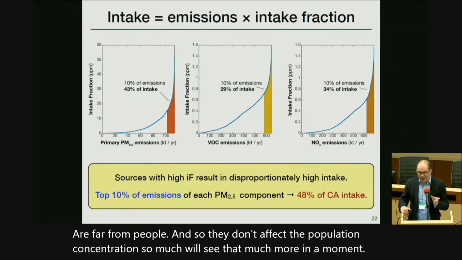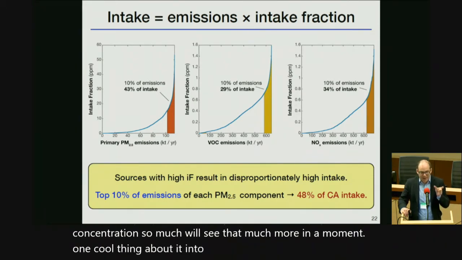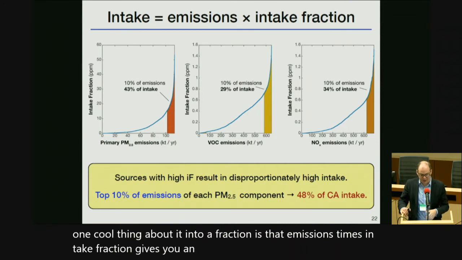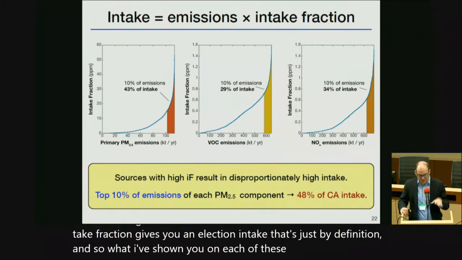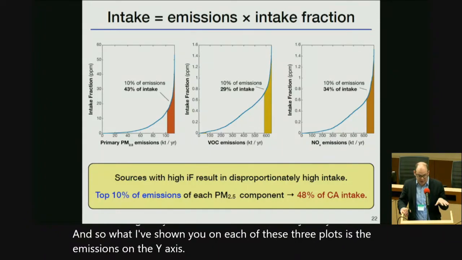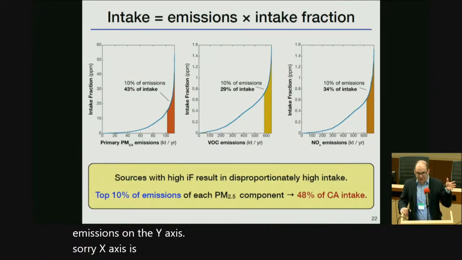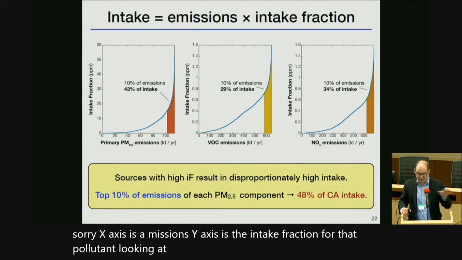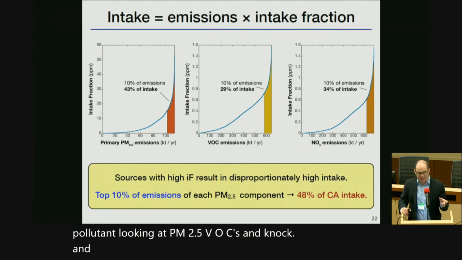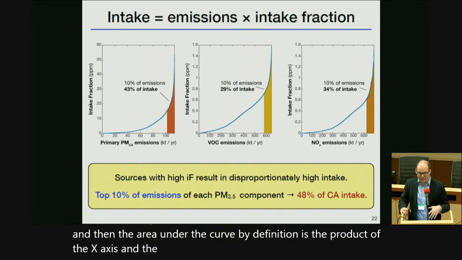One cool thing about intake fraction is that emissions times intake fraction gives you inhalation intake. That's just by definition. And so what I've shown you on each of these three plots is emissions on the x-axis and the intake fraction for that pollutant on the y-axis. We're looking at PM2.5, VOCs, and NOx. And then the area under the curve, by definition, is the product of the x-axis and the y-axis. The area under the curve is intake.